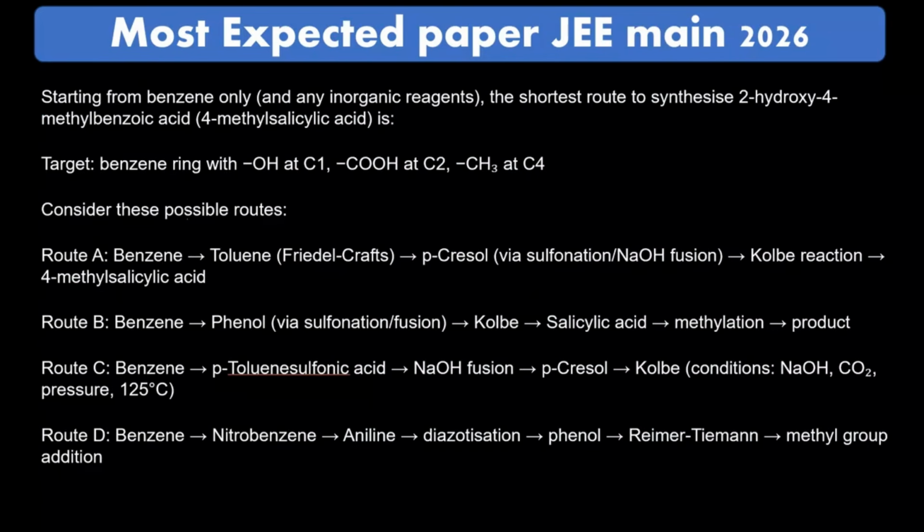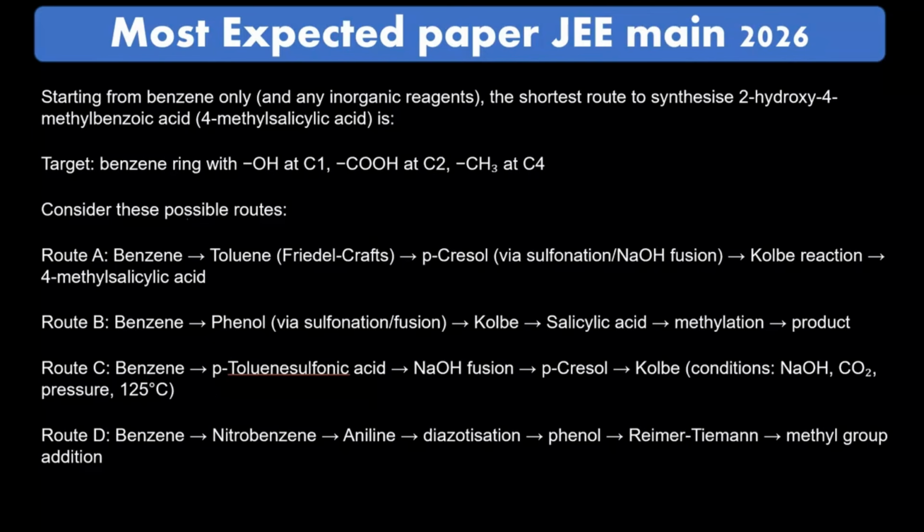Then, starting from benzene, and only inorganic reagents, what is the shortest route to synthesize 2-hydroxy-4-methylbenzoic acid, that is 4-methyl salicylic acid? Okay, they have given the target molecule and are asking you to consider these possible routes: benzene to toluene, and after that para-cresol via sulfonation, and Kolbe's reaction to form 4-methyl salicylic acid. And route B, route C, and route D are given. Okay, so which route would be possible to produce 4-methyl salicylic acid? That's our question.